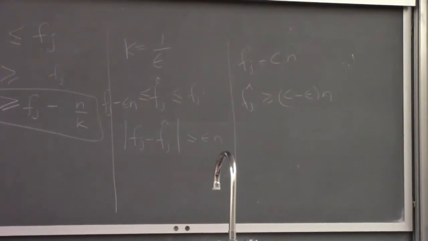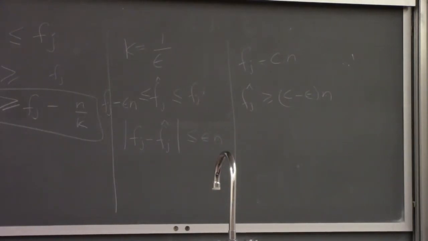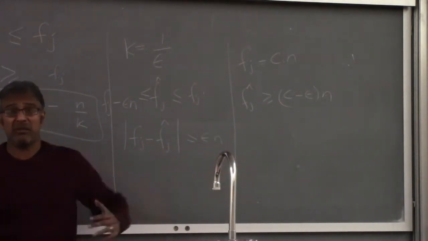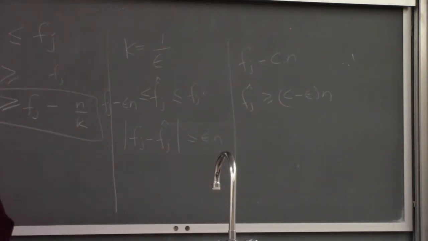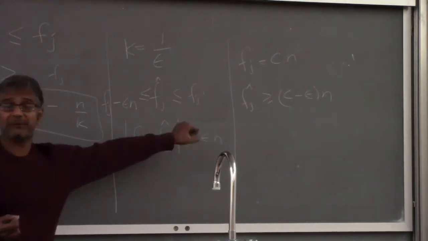So that's why this method works for capturing the large frequencies in the set, not the small ones. In particular, any item that occurs less than n over k times, or less than epsilon n times, may not actually show up at all in my table, because I have no guarantee there.